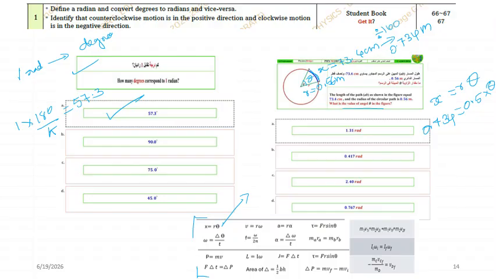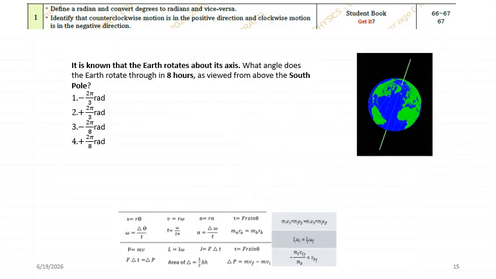So you can shift and solve, or you can just bring this to the other side. Divide this with 0.5 and this also with 0.5. So you will get an answer around 1.31. Okay, so this is how we do. Fine. Let us continue. This is a question in connection with the earth's rotation and the rotation angle. It is known that the earth rotates about its axis. What angle does the earth rotate through in 8 hours as viewed from above the south pole?